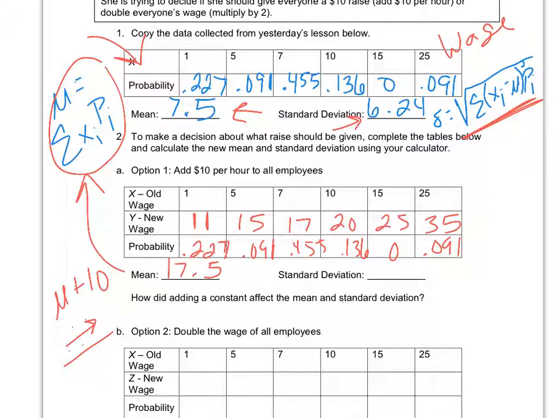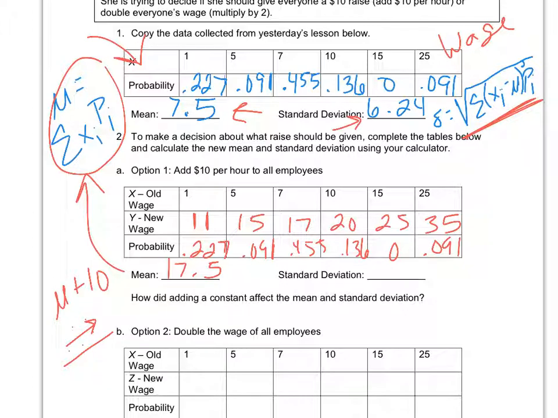And if you don't believe me, go through and do the actual math. 11 times 0.227 plus 0.091 times 15 plus 0.455 times 17 plus 0.136 times 20 plus 0.091 times 35. And that should give you the 17.5.